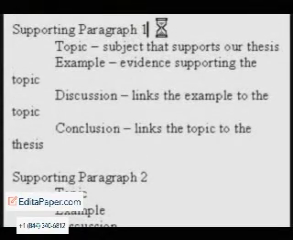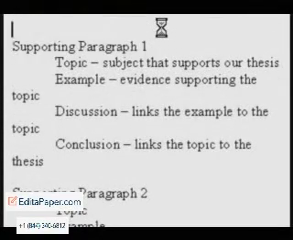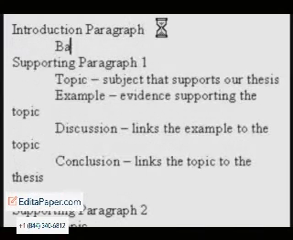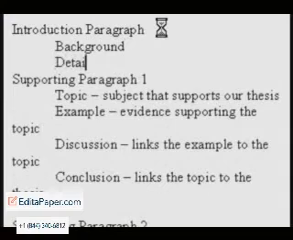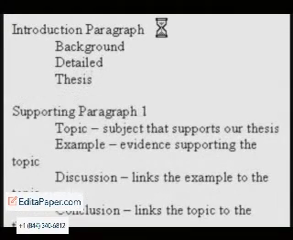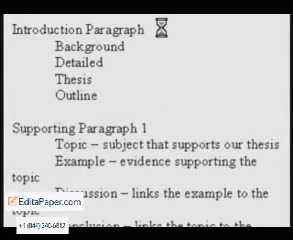Okay, so if we look at the structure of the entire essay, I'm just going to quickly retype in here the introduction, so we can see it all. Introduction paragraph. So that's background. So the structure of an essay should help the essay work as a team.